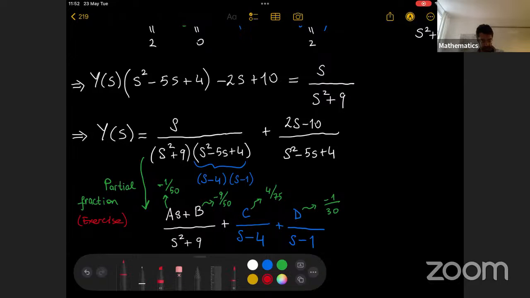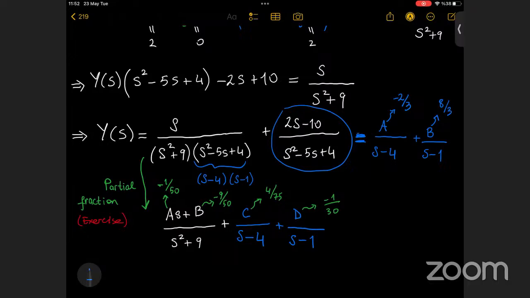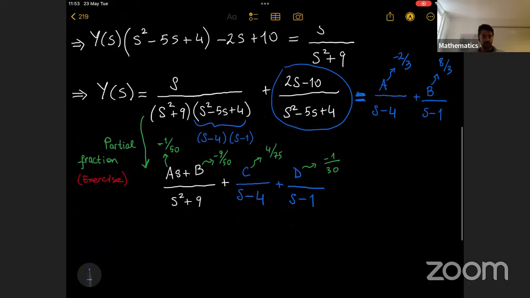The other one here, this one. For this one, what we can do is you can write it like, again, a over s minus 4 plus b over s minus 1. And from this, a is equal to minus 2 over 3, and b is equal to 8 over 3, okay? All right, so let's maybe write now with fractions.